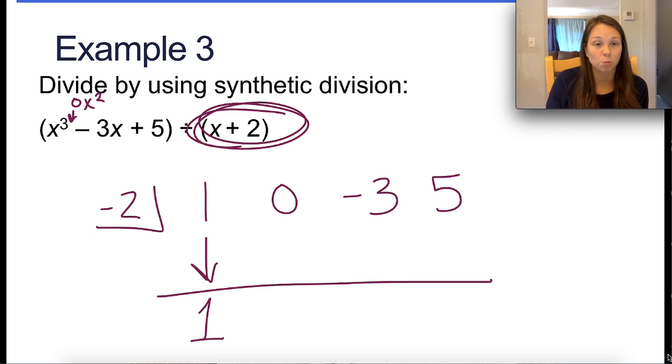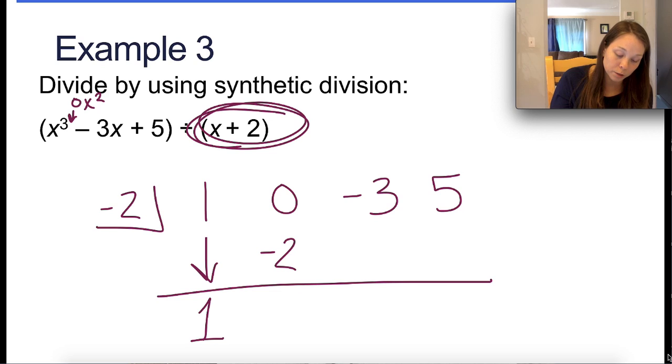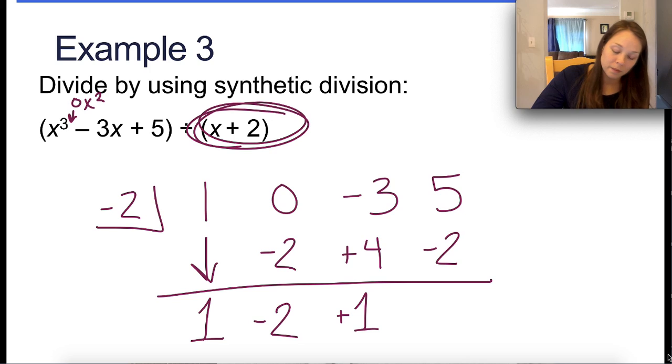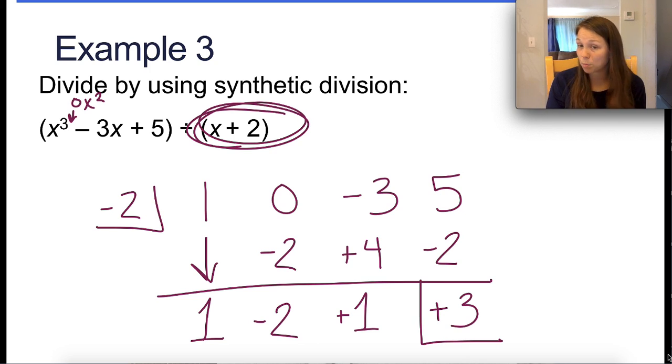Starting the multiplication process, 1 times -2 is -2. Adding 0 and -2 is -2. -2 times -2 is a positive 4. Adding straight down, and I get a positive 1. 1 times -2 is -2. Adding straight down, I get a positive 3. And again, I put a box around that last number because that's my remainder.